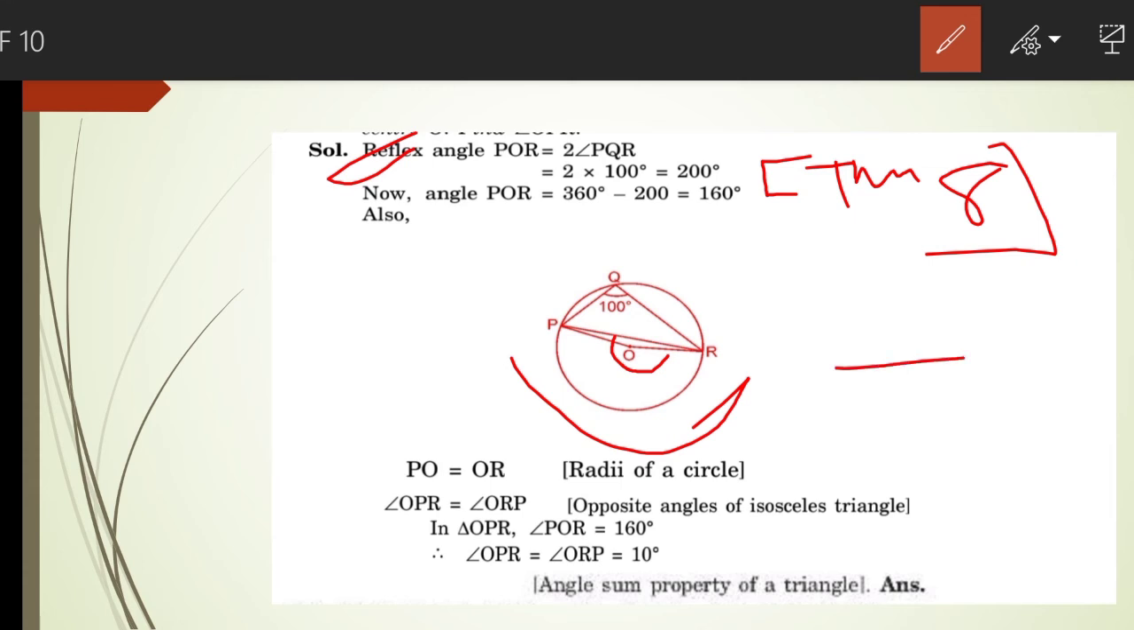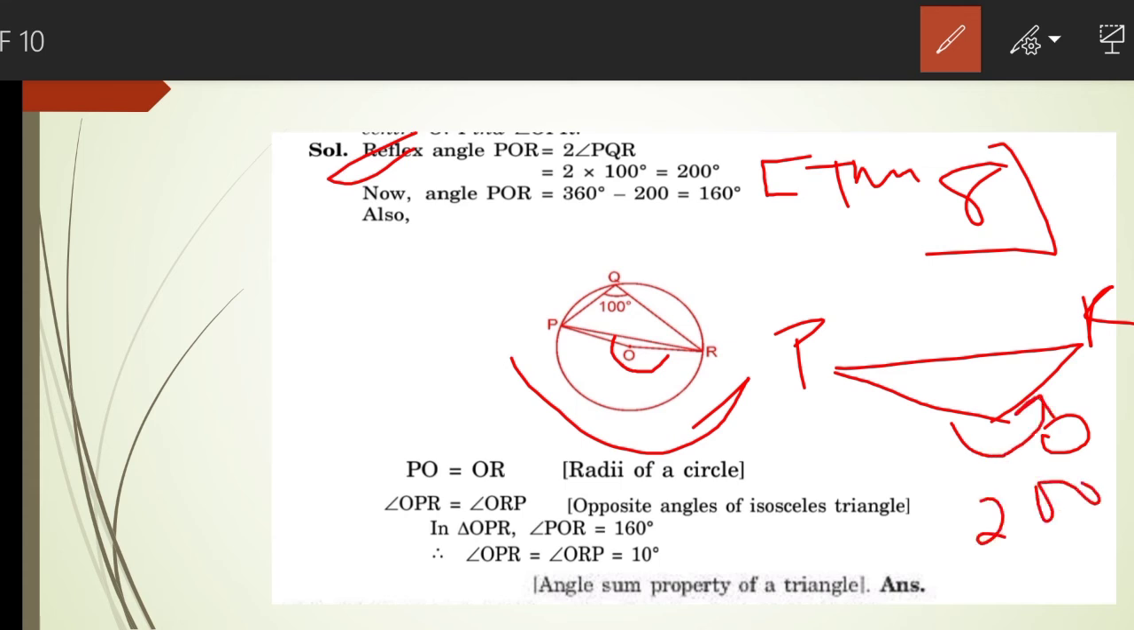Now the triangle is like this. If I elongate it, P is over here, R is over here and O is over here. We got reflex angle O as 200. So subtracting it from 360 will give the inside angle of the triangle. So angle POR is 360 minus 200, that is 160. Now OP and OR are the radii.